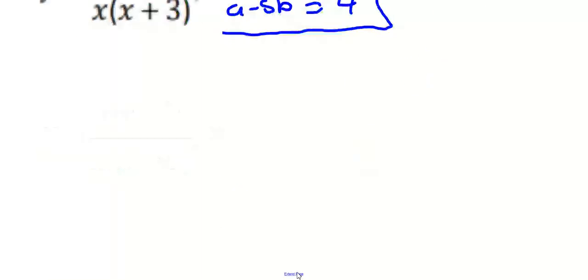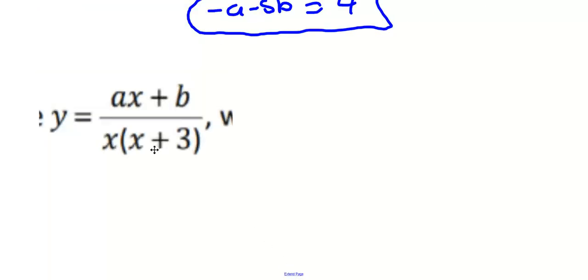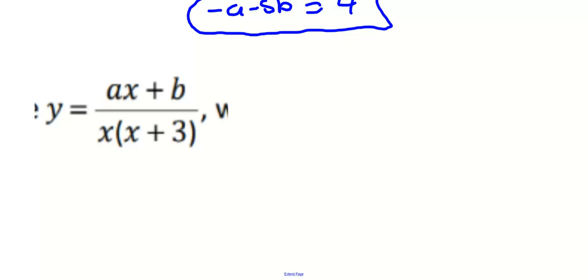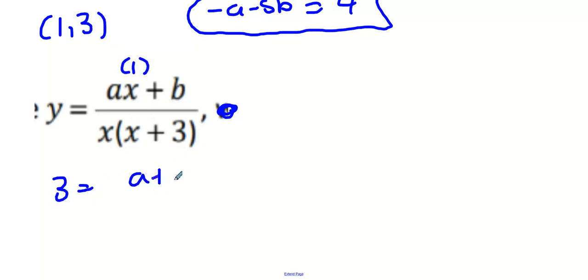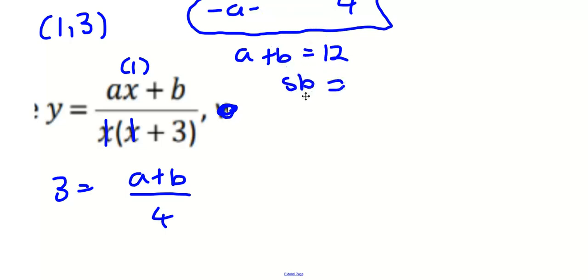Now, you ready for this? Okay. So here's what you're gonna get. You say x is 1, y is 3 equals a times 1, and 1 and 1 here, all over 4. Cross multiply, a plus b equals 12. Add downwards.